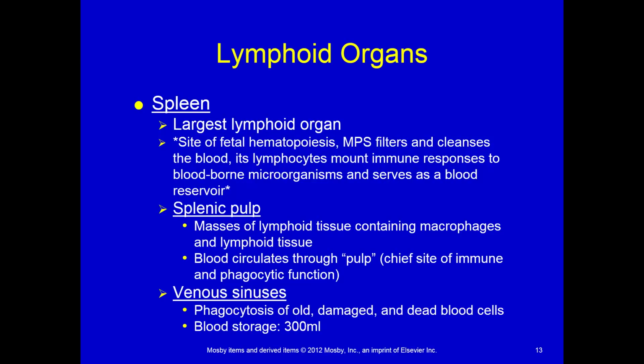It also has that functional role of the MPS, filtering and cleansing the blood. And its lymphocytes mount immune responses to any bloodborne microorganisms that we come into contact with, and it serves as a blood reservoir. So, we've just said that there is a big component of platelets sitting in the spleen. I've also just said that there is a big reservoir of blood in general sitting in the spleen. Why are we so concerned then about any sort of injury to the spleen? What do you think?